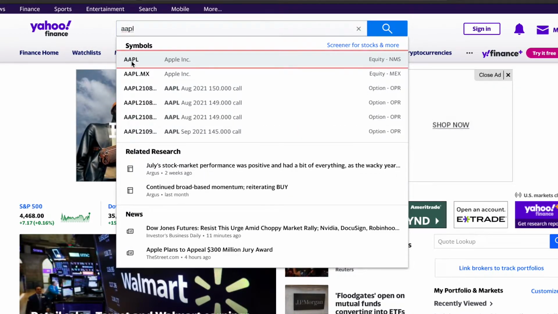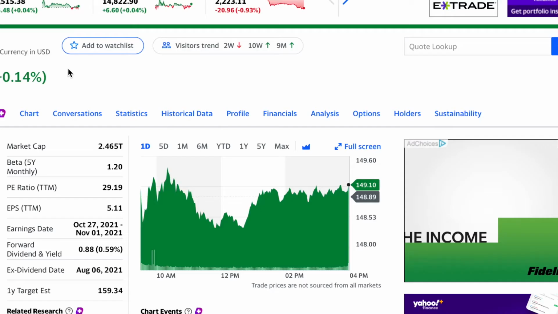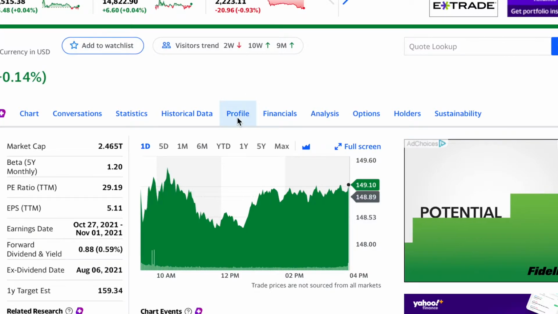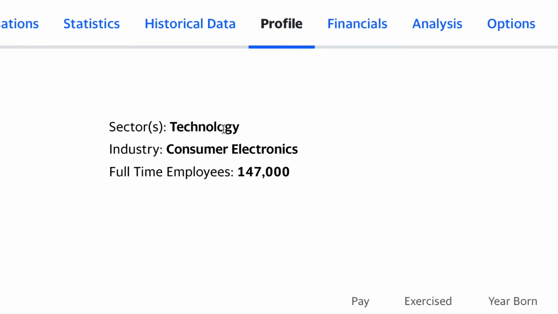There it is right there. Click on that. That brings you to this summary page on Apple stock. And now let's go over to the profile tab. And then boom, here you go. The sector for Apple is technology. The industry is consumer electronics.